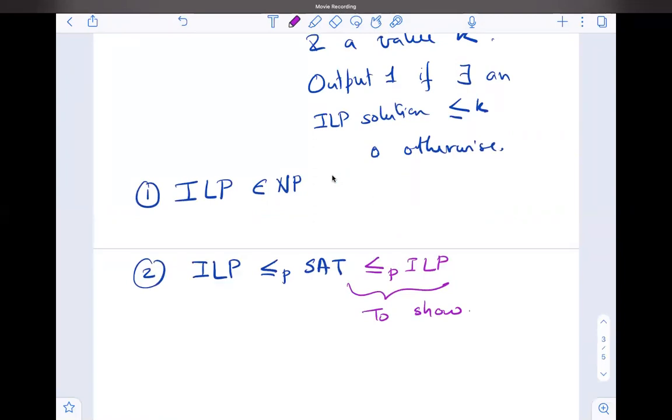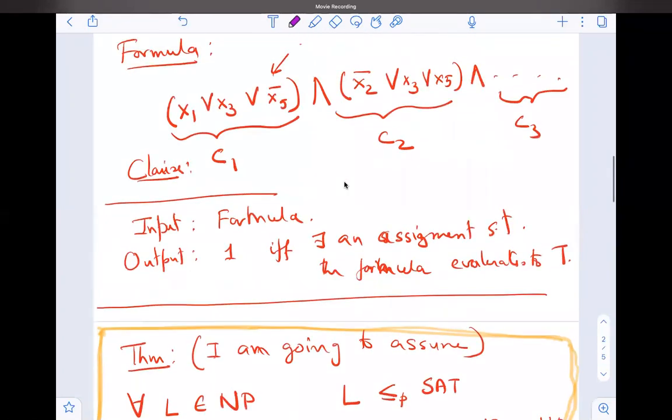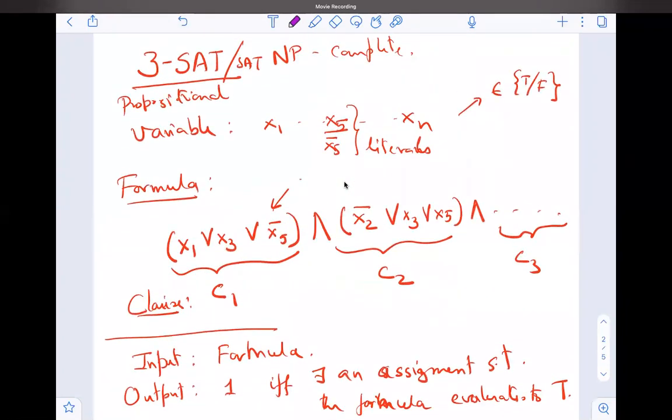Anurag, you can go ahead. When you're saying SAT, you're using this 3 SAT thing? Yeah, I'm using 3 SAT. Okay, this is 3 SAT. So SAT in general is NP complete as well. SAT is basically the same; you just add a few more simplifications. That's all.